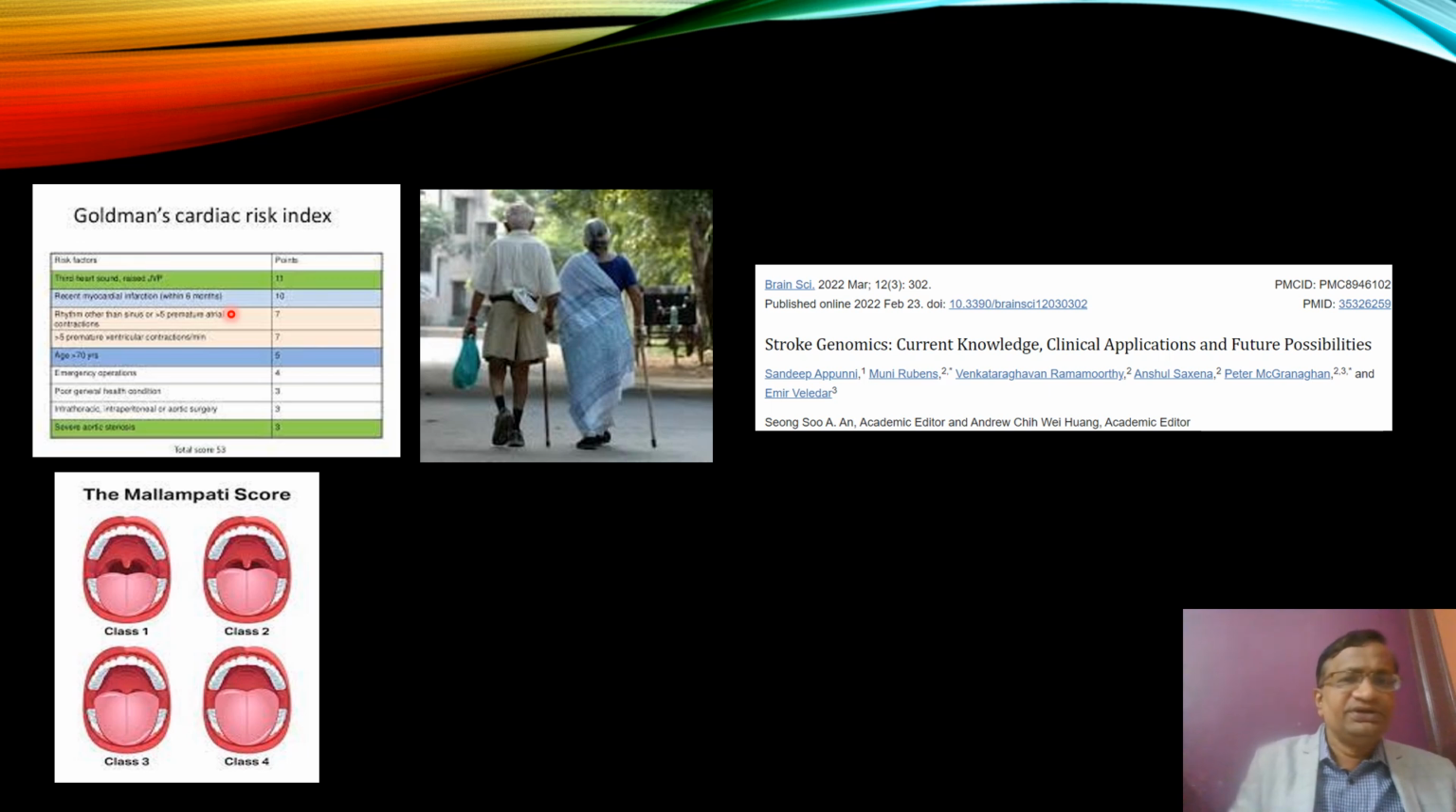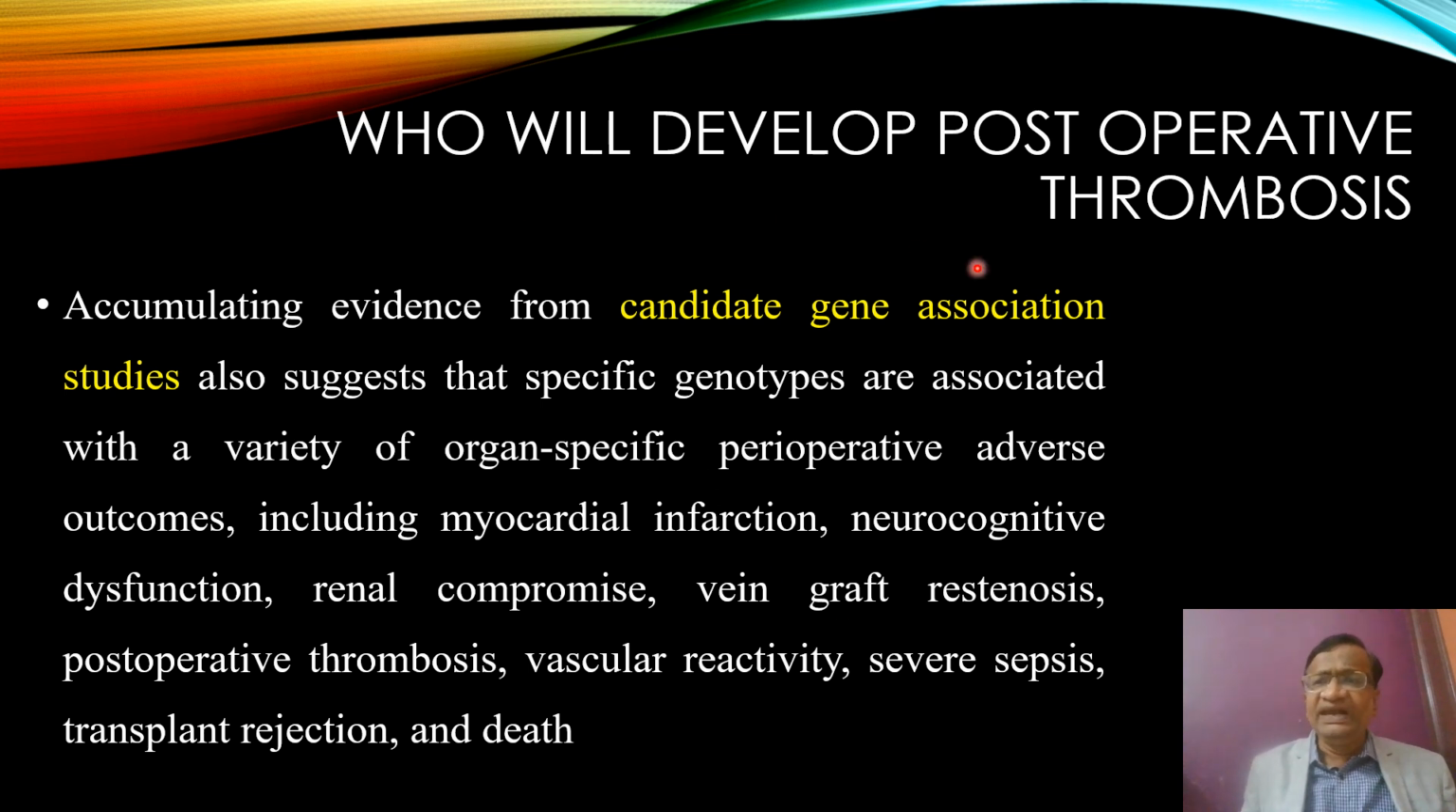Now we have always told that old age is a risk. Comorbidity before is a risk. Goldman's cardiac risk index is there. But are we going towards genomics? Stroke genomics. If the patient has this genomic sequence, they are more prone to a stroke, more prone to a perioperative stroke. Who will develop postoperative thrombosis? Now you see, organ-specific perioperative adverse reactions, infarction, renal compromise, thrombosis, transplant rejection, death, where candidate gene association studies show specific genotypes are associated with these problems.